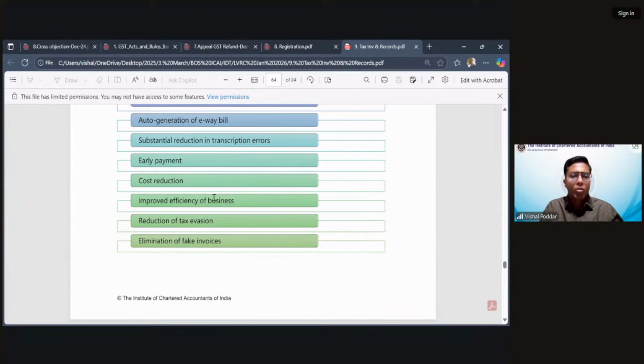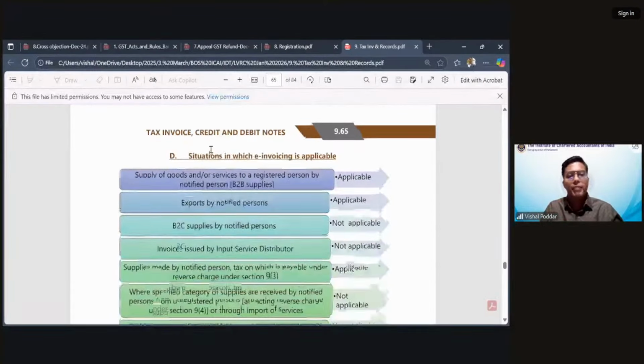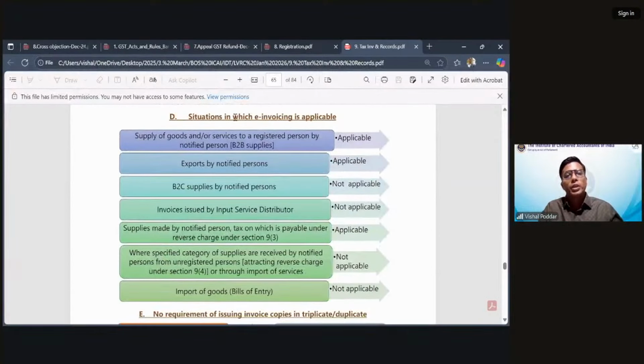Then early payment, cost reduction, improved efficiency of business, these are generic benefits. From the government perspective, reduction of tax evasion and elimination of fake invoices is a side benefit. Now, situations in which e-invoice is applicable or not applicable.